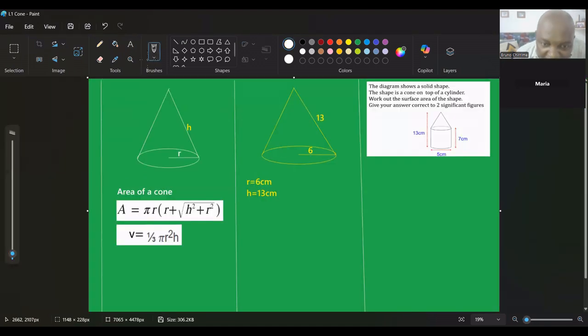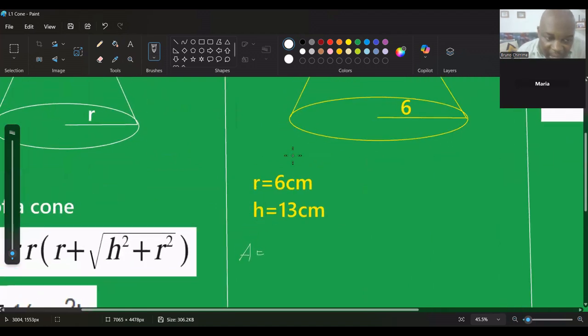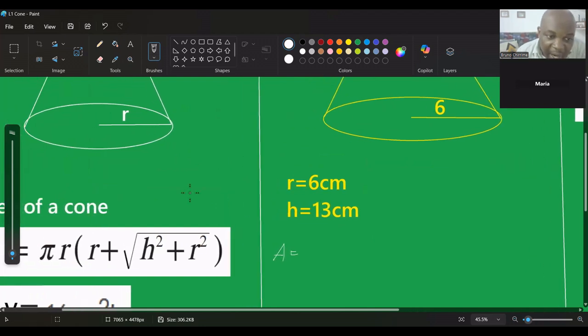So we want to use that. So we can say, okay, area. Let me zoom in. So we have the equation right here. So area is equal to pi r. Let's assume pi is 3.14, sometimes 3 even. So times r is 6, open brackets, 6, which is r again, plus the square root of h, which is the slanted height. So it's 13 all squared plus again r, which is 6 all squared.